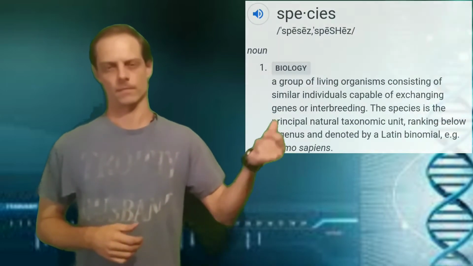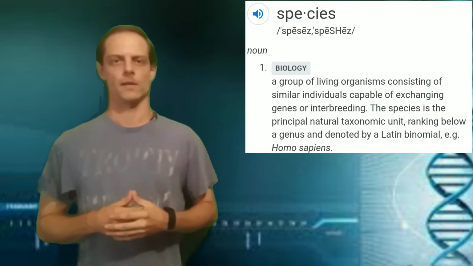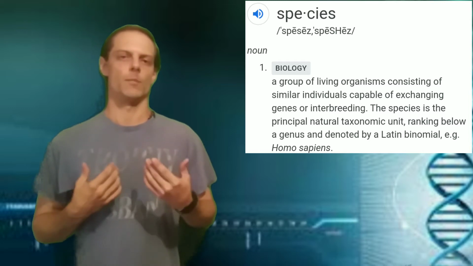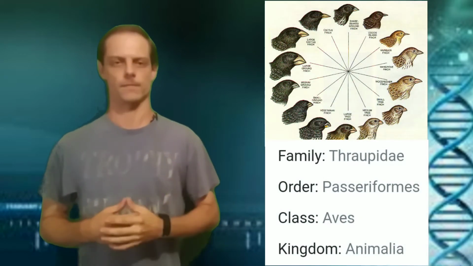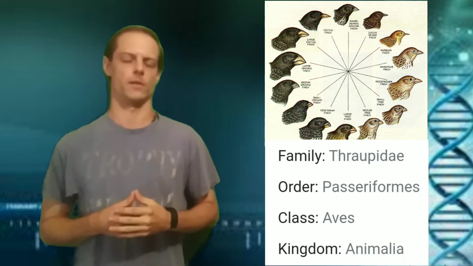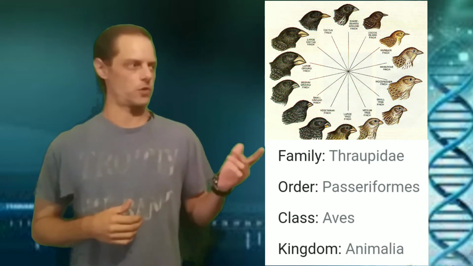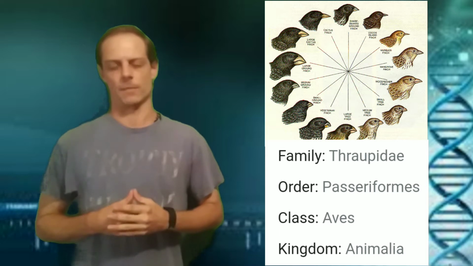So, how is a species different from a clade? A species is a group of organisms capable of interbreeding and producing viable offspring. Viable in the sense that they can reproduce themselves. A great example of this is actually the Galapagos finches, sometimes called the Darwin finches. Now, I've talked about these birds before. Notice I've also included some of their taxonomic categories.